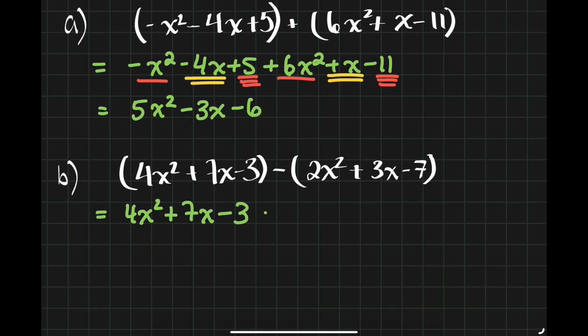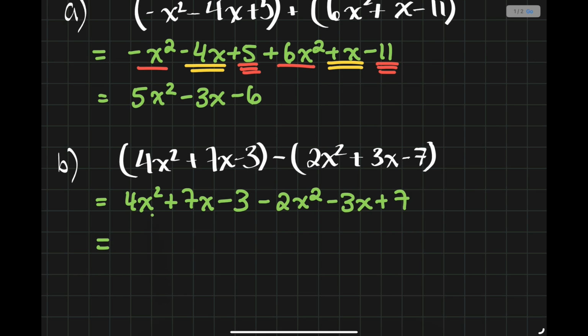When we do that, we take negative 1, multiply by the coefficient, and that's going to change the sign. So negative 1 times positive 2 is negative 2x squared. Negative 1 times positive 3 is negative 3x. And negative 1 times negative 7 is positive 7. Now we can collect the like terms just like we did before.